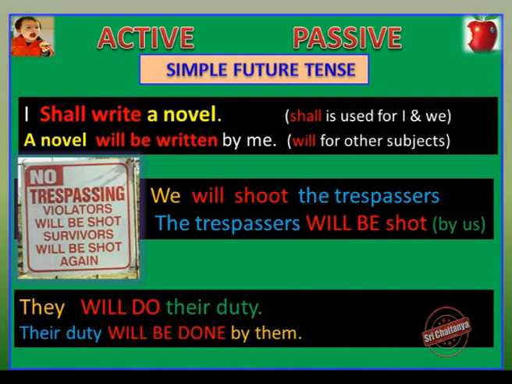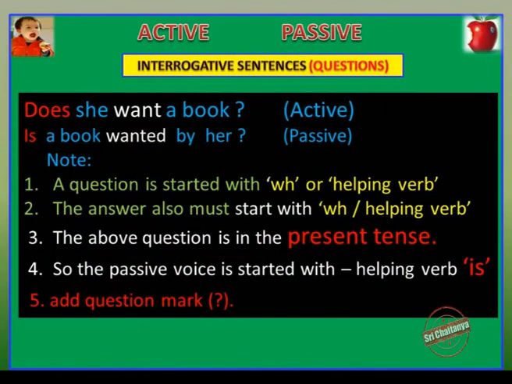2. We will shoot the trespassers. Passive voice: The trespassers will be shot by us. 3. They will do their duty. Passive voice: Their duty will be done by them. Interrogative sentences. Does she want a book? Passive voice: Is a book wanted by her?